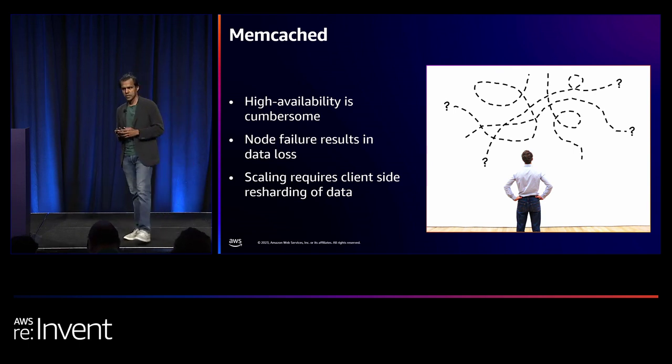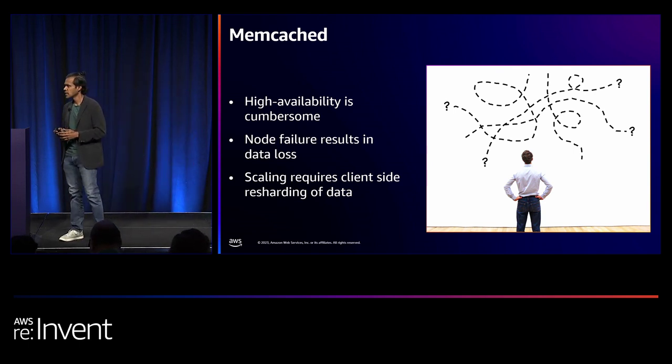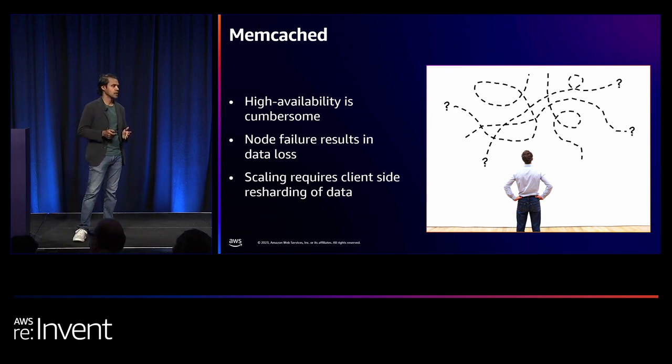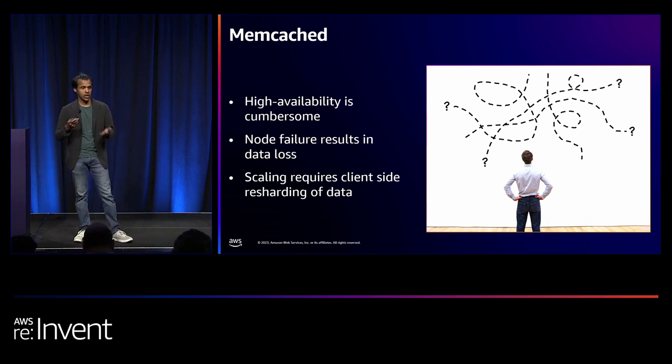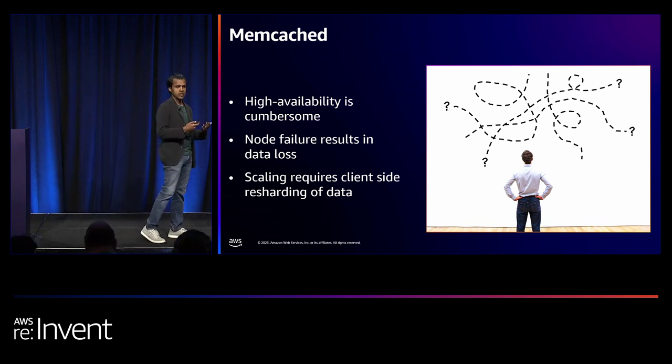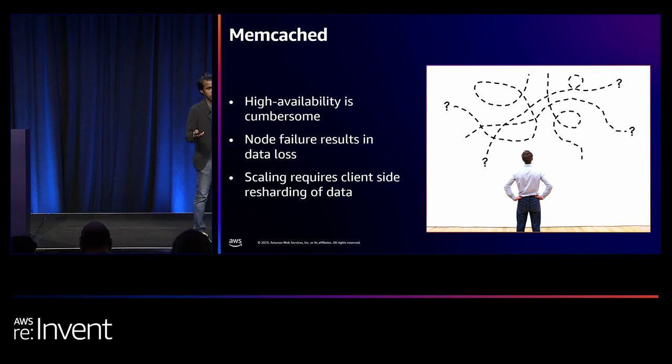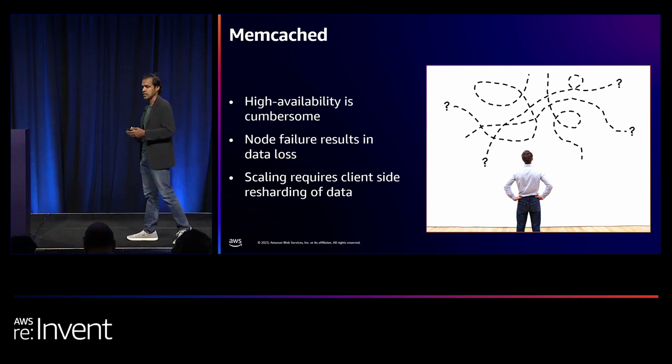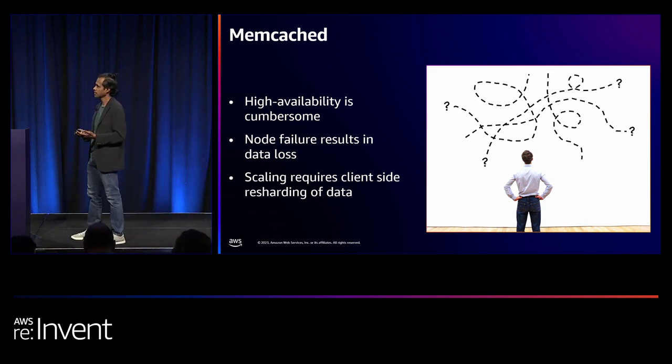Let's talk about Memcached for a second. If you use Memcached, you know that achieving high availability with Memcached is pretty cumbersome. It's not something that the Memcached engine supports out of the box. So many of our customers create two clusters and write to both at once, either using some homegrown software, sometimes using open source proxies. And if a cluster becomes unavailable, they just fail over to the other one. But it's not something that is supported out of the box in the engine.